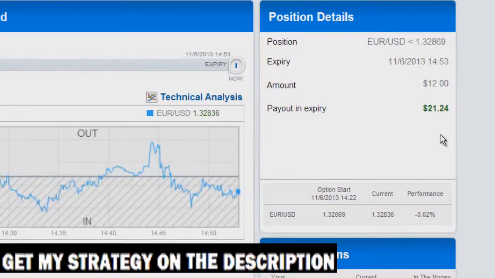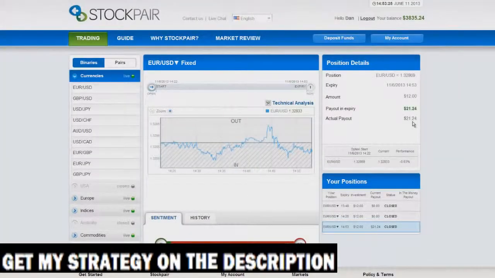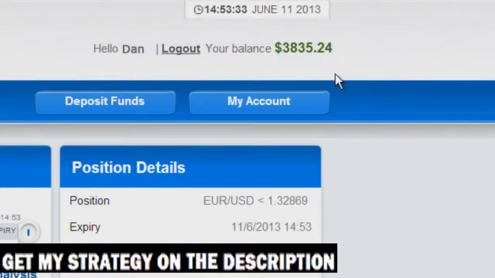Remember, as long as you're trading in the same direction as the majority of traders, you know you have an advantage. And that advantage is that you are a consistent trader who's sticking to one strategy and not deviating from it just because you might feel like it for a moment. Now this trade was successful. I won the $21.24, and that means I've made a profit of $9.24. Our account balance up here will automatically update in real time, so you can see our new balance.